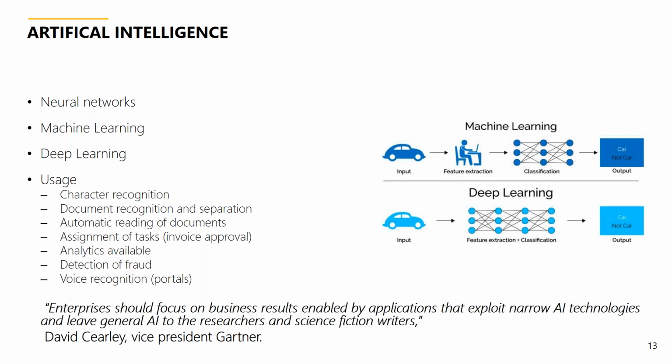You will have some organizations that will only talk about neural networks, or only machine learning, or only deep learning. But the reality is they are all essentially one and the same type of capability, with the big difference being that they are targeted on very specialized, specific tasks. So if you look at usage, for instance, character recognition, document recognition, separation, et cetera.